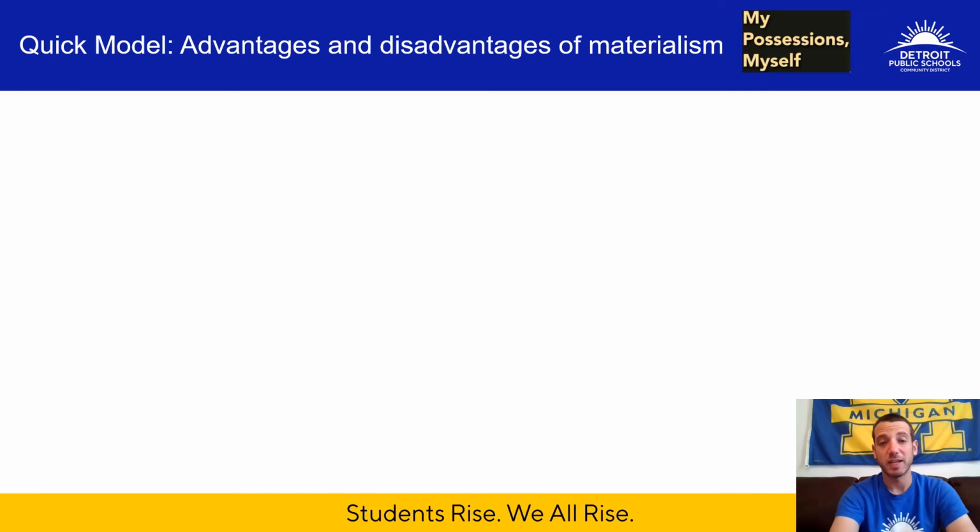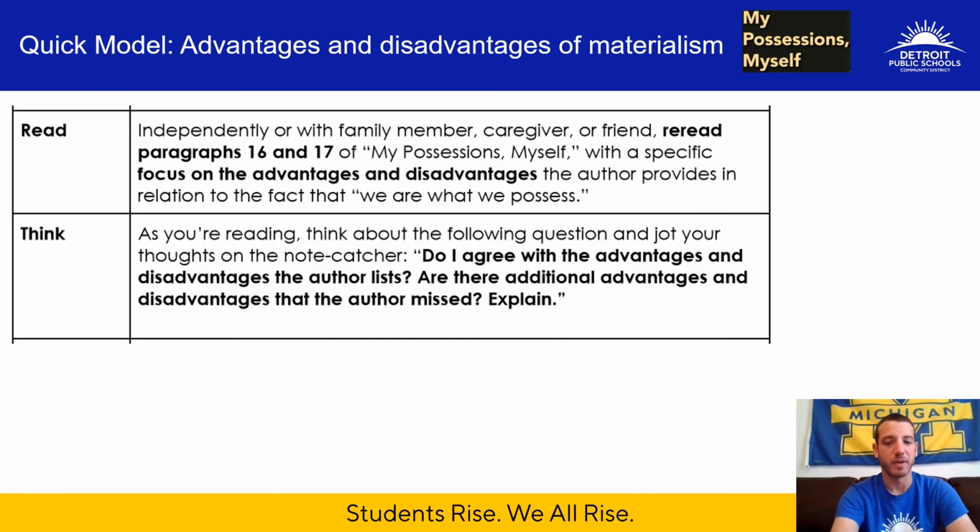So the quick model today is around the advantages and disadvantages of materialism, so paragraph 16 and 17. And before just jumping into the model, I wanted to just one more time go over what is asked of you in the read think part today, because those 2 sections relate to everything you have to do when analyzing the advantages and disadvantages of materialism. So I wanted to make sure we're all on the same page before starting the model.